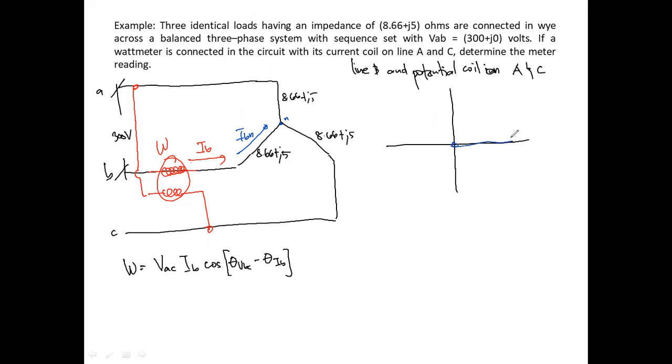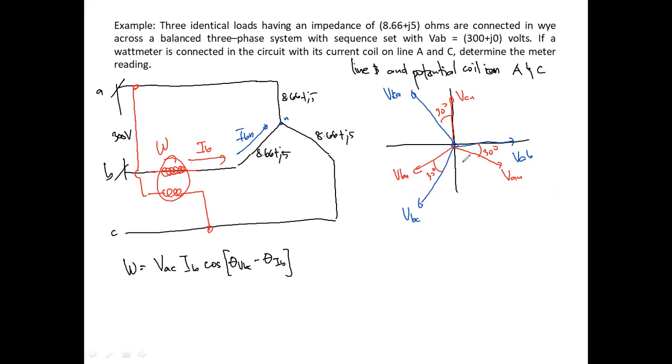Okay, so you have there VAB. Now, assuming positive sequence, that would be VCA, and then that would be VBC. Okay, since it is a Y connected load, we can have the per phase voltage. So phase source, this would be VCN, which lags by 30, and then this would be VBN.